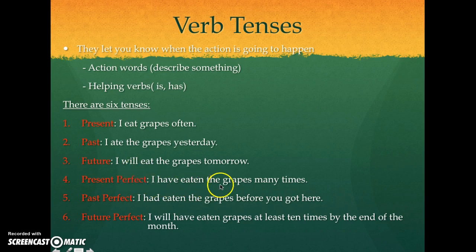I have eaten the grapes many times. Have eaten explains present perfect. I had eaten the grapes before you got here. Had eaten explains past perfect. And I will have eaten grapes at least 10 times by the end of the month. Will have eaten explains future perfect. And those are just some examples of verb tenses.